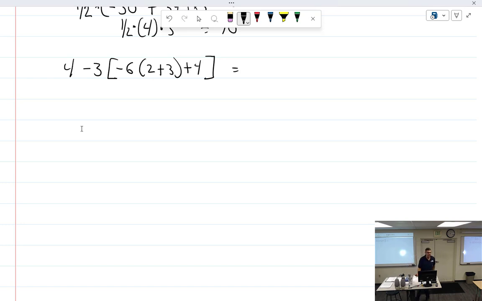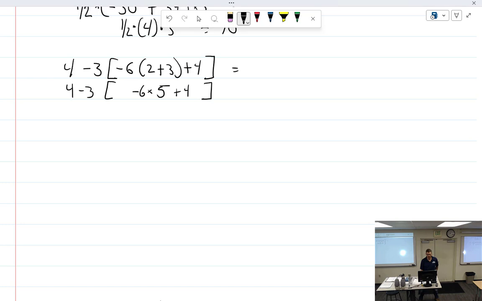What's the first thing we should do? Not what you did. What's that? The 2 plus 3. So 2 plus 3 is 5. So we have -6 times 5 plus 4, right? Is that what you get inside there? Yes. Okay, this is 4 minus 3.